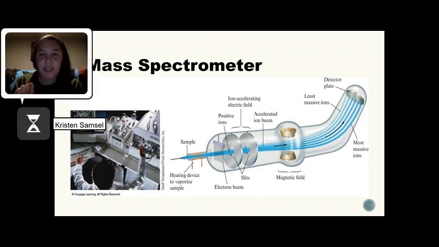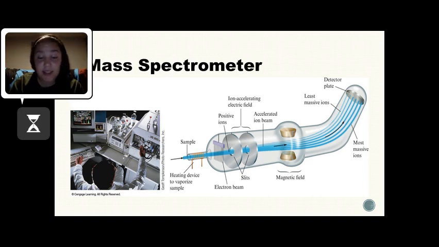So here is a mass spectrometer. It's currently the most accurate tool we have for comparing masses of elements, and it uses 4 steps. So the first step is ionization, where atoms or molecules are passed through a beam of high-speed electrons, which knock electrons off of the atoms or molecules and charges them into becoming positive ions.